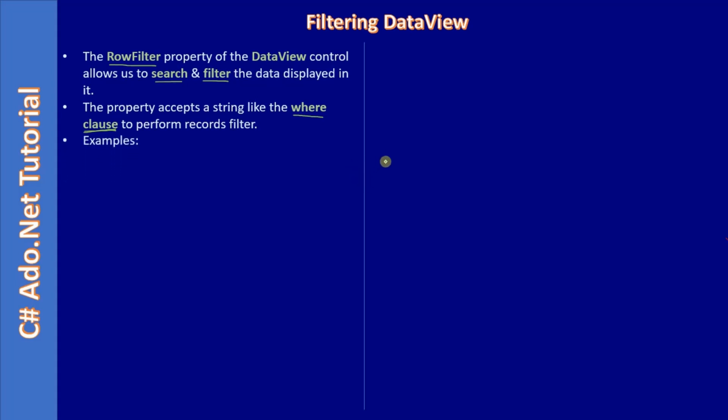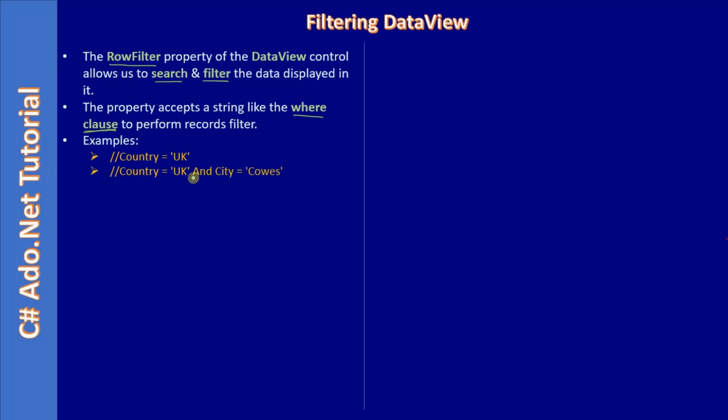So let's see some quick examples. To this RowFilter property, if you give a string value as country equal to UK, this will perform search based on the country, right? And it will filter all the countries that are named UK. So all UK country will be filtered based on this specific string once you assign this to the RowFilter.